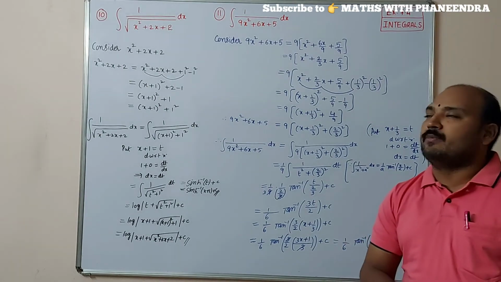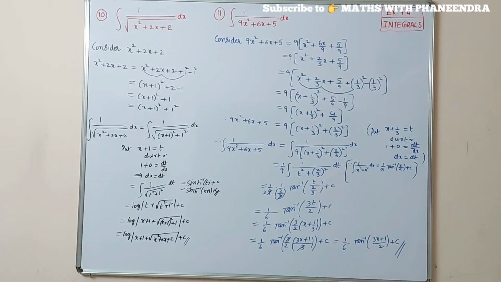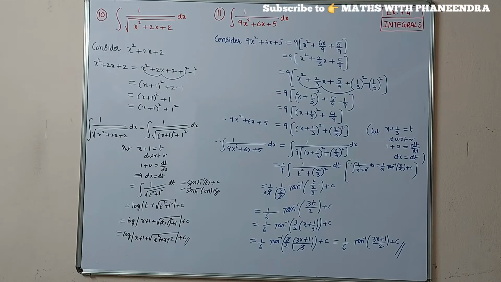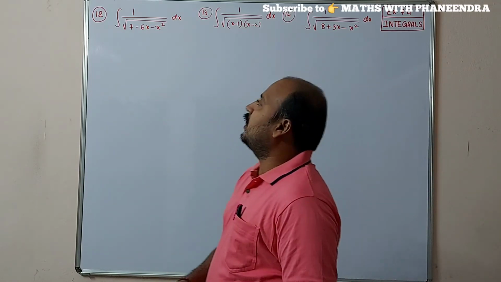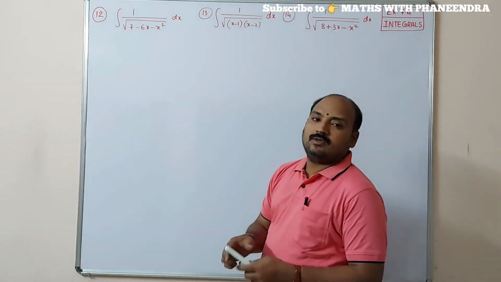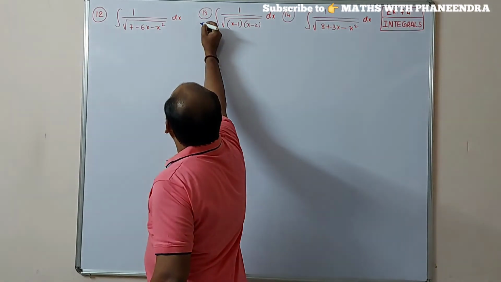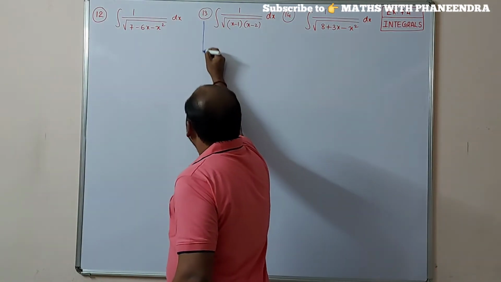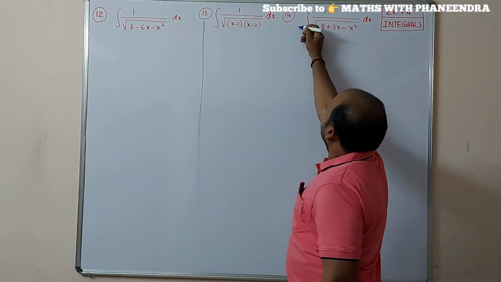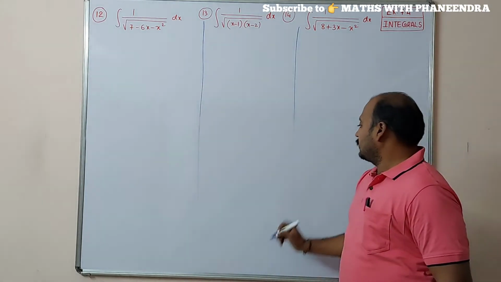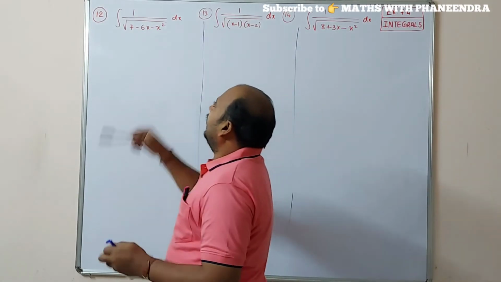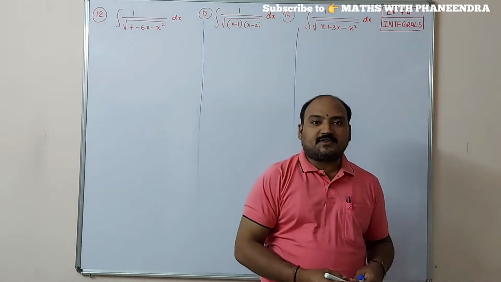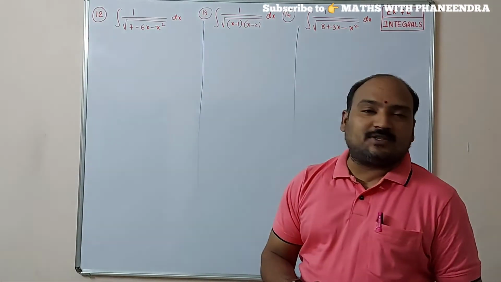We'll move on to question number 12 and 13. Yeah, the next question, question number 12. See here. Like this, you can make a mark. So within these boundaries, we will discuss: integral 1 by square root of (7 minus 6x minus x square).